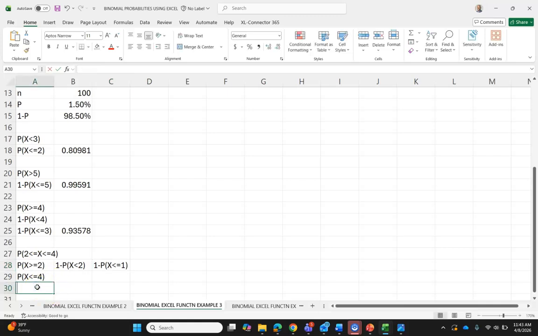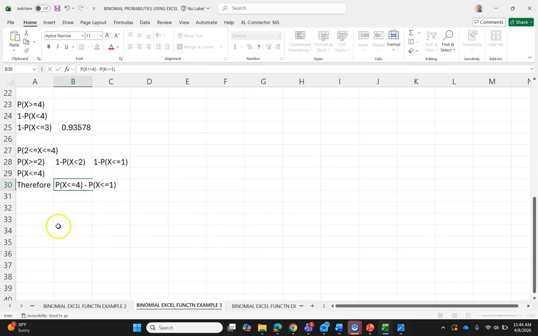So right here, therefore, we are looking at probability of x such that x is less or equal to 4 minus probability of x such that x is less or equal to 1. That's how we can now apply the binomial dist function. We have transformed this to this level.